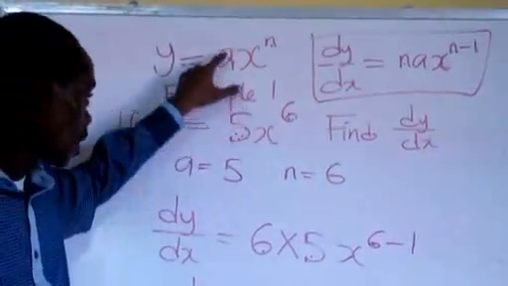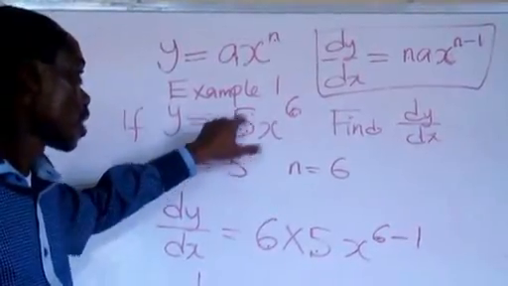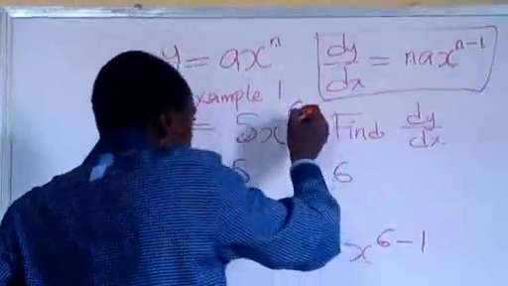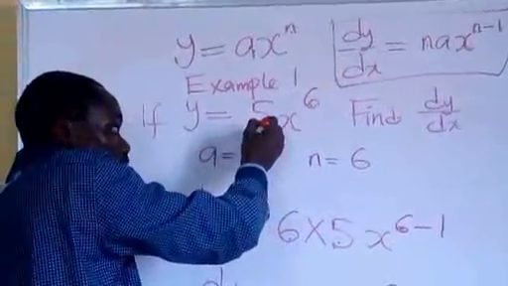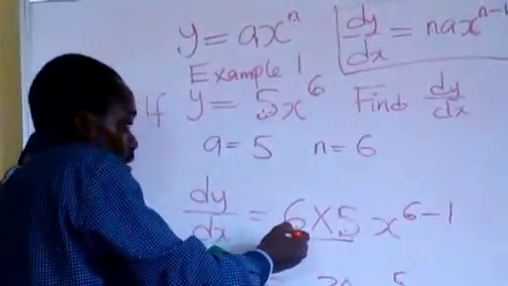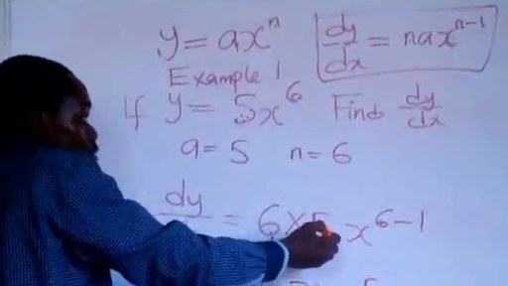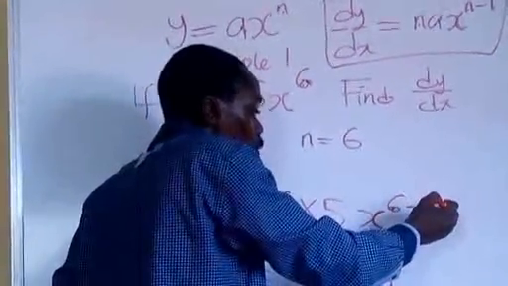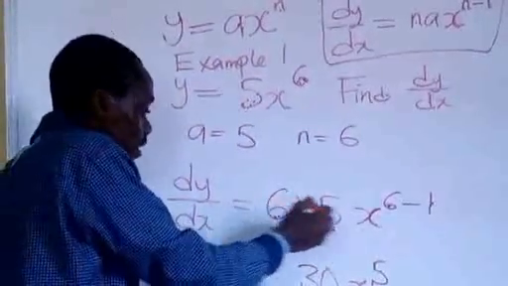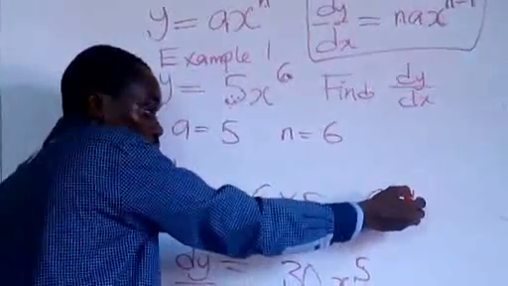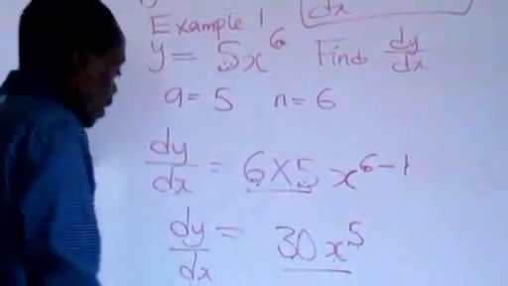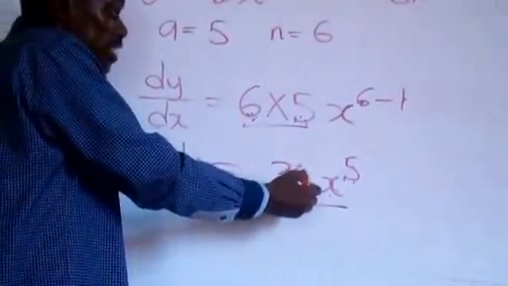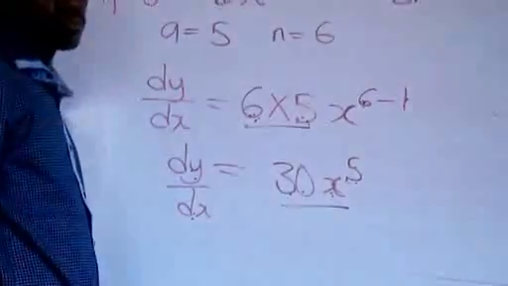Our n is 6. So based on this formula, the 6 up here, the power, will come down and multiply 5, the constant, which was what we did here. 6 comes and multiplies 5. Then the 6 here is going to decrease by 1, so that's what we have here, 6 minus 1. At the end of the day, 6 times 5 is 30 and 6 minus 1 is 5. So that is how we got the answer that dy/dx, our gradient function, is equal to 30x raised to power 5. There is nothing difficult about using the general formula to find your gradient function.